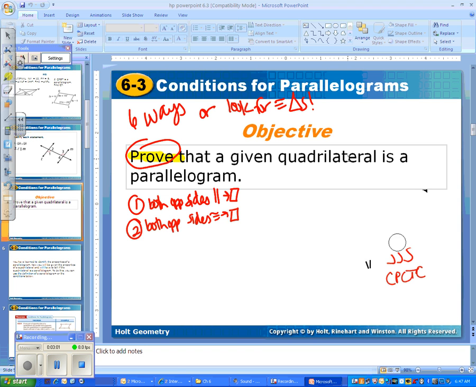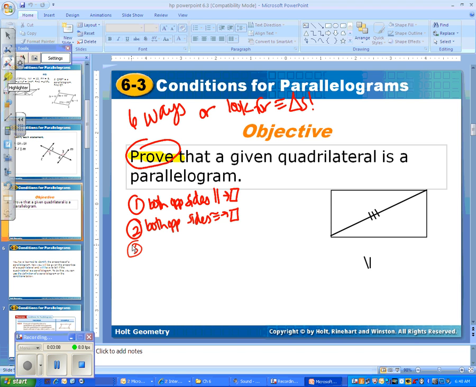The third way, what happens if we just know about one pair of opposite sides? Let's say that they are both parallel and congruent. Can we determine that that is a parallelogram? So what we're saying right here is that this side is congruent to this side and they're also parallel.